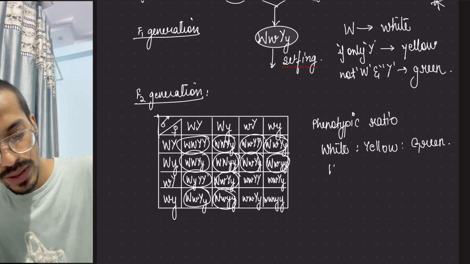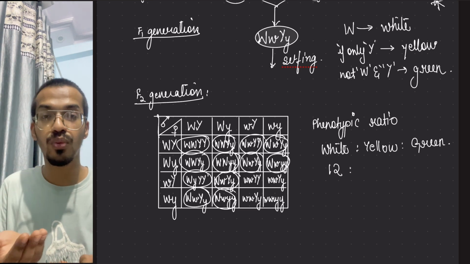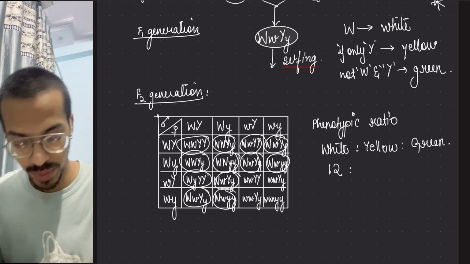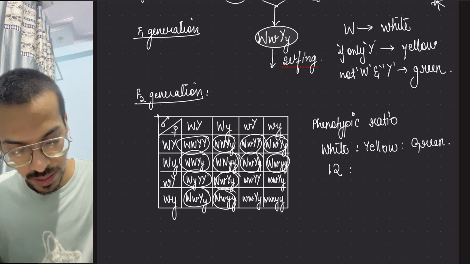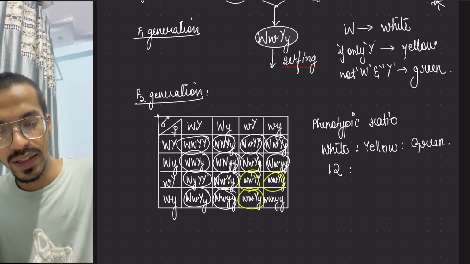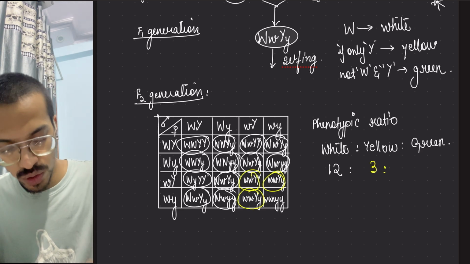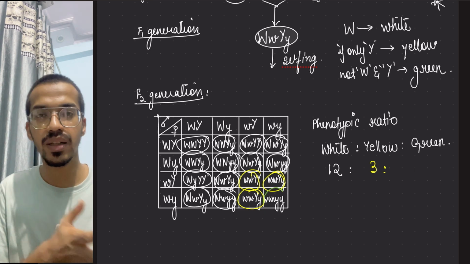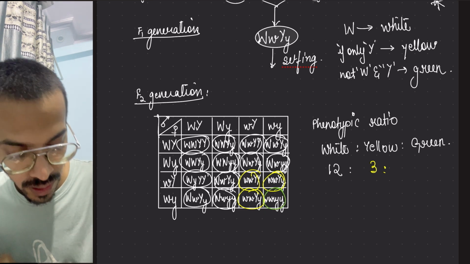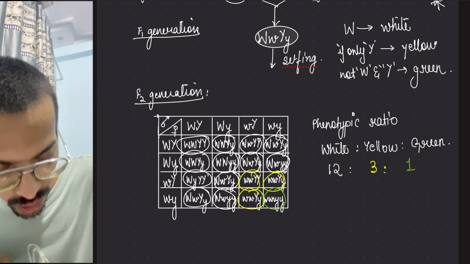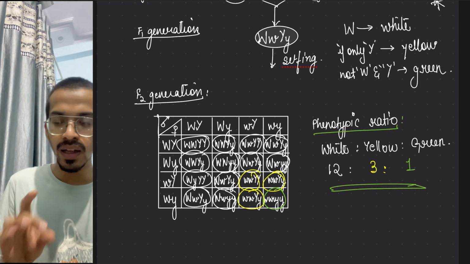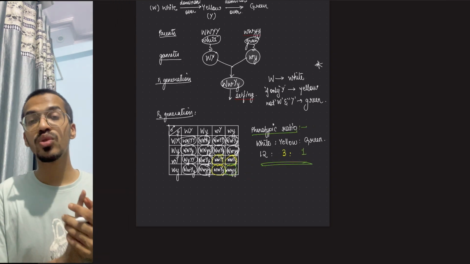Then comes the yellow one. The yellow one means the capital Y should be there, and no capital W should be there. So 3 of this. And green is what? Green would be only this one because it has neither a capital W nor a capital Y. So 1. This becomes the phenotypic ratio, 12:3:1, with dominant epistasis.